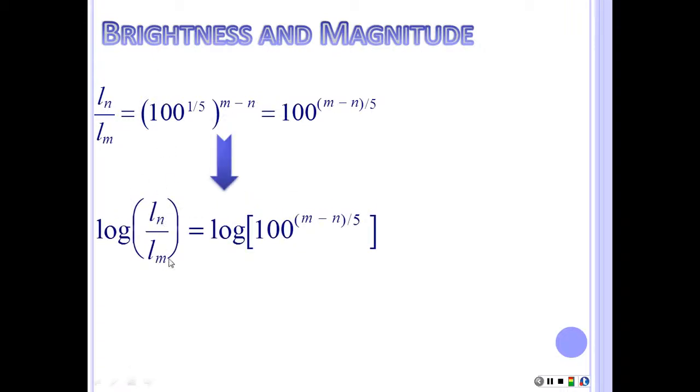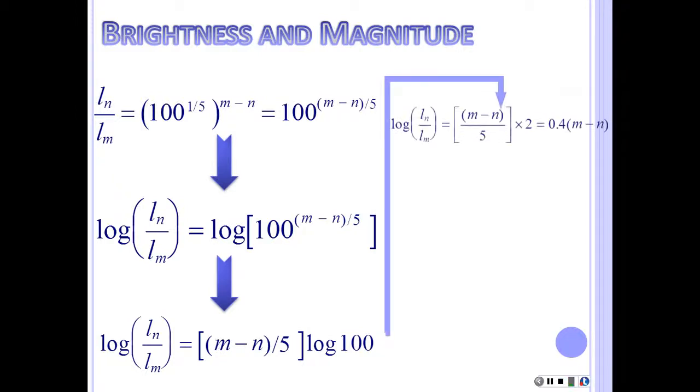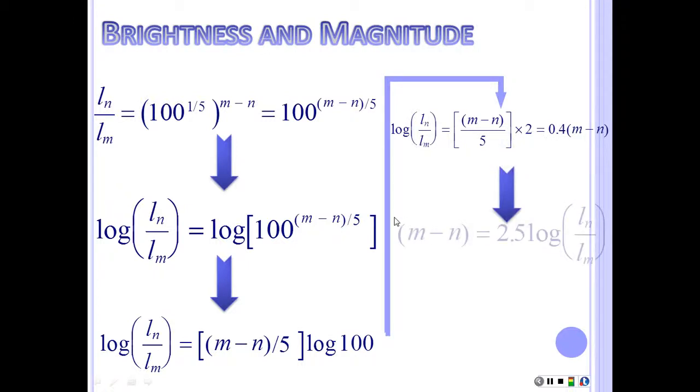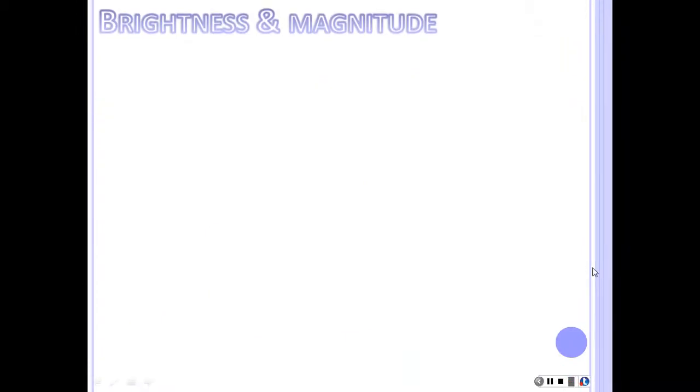So the log on this side and log on this side. Log of 100 to this is just, I can move my power down and do some more rearranging. So now I've got the log of the ratio of the brightnesses is m minus n over 5 times 2, which is 0.4. But now I'm going to move it around again, so I have the difference in the magnitudes is 1 over 0.4, which is 2.5, log ln over lm.